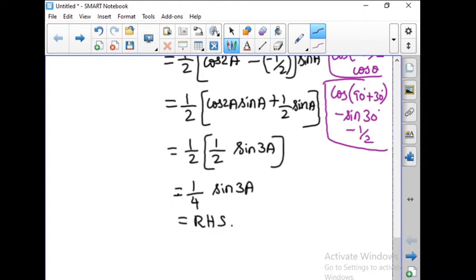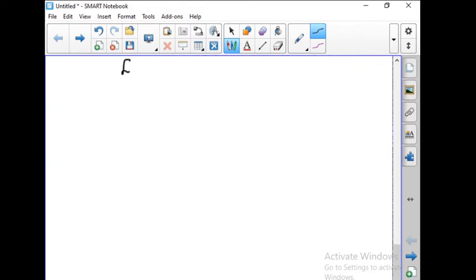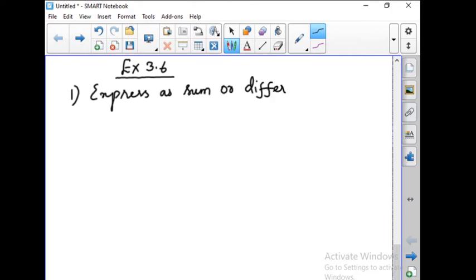So next one, using the sin 3a formula, we have written that. Okay. Next, we are going to try with the exercise problems. Exercise 3.6, problem number 1. We are having 4 subdivisions. So, it is exercise 3.6. Express as sum or difference. So, we are going to write the given product as sum or difference.